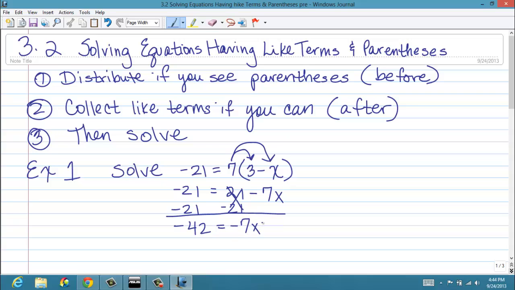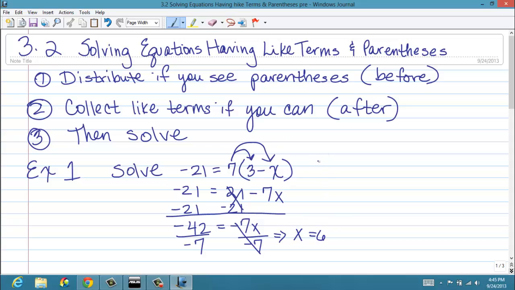Now we need to solve for x, meaning get x by itself. In order to do that, we have to use the inverse operation. x is being multiplied times negative 7. The opposite of multiplication is division. So we need to divide both sides by negative 7. Once we've divided both sides by negative 7, negative 42 divided by negative 7 will be a positive 6. So therefore, x equals 6.